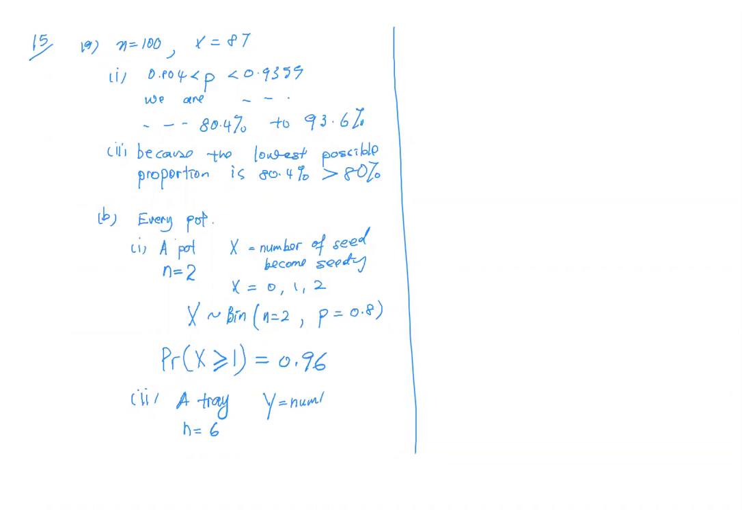number of pots with seedling. We don't care how many, right? So Y can be 0, 1, 2, until 6. Now you want to sell the tray, correct? What is the criteria to sell a tray? Each pot must have at least 1 seedling. So what is my probability of success? 0.96, must have a seedling. So Y equal to 6.